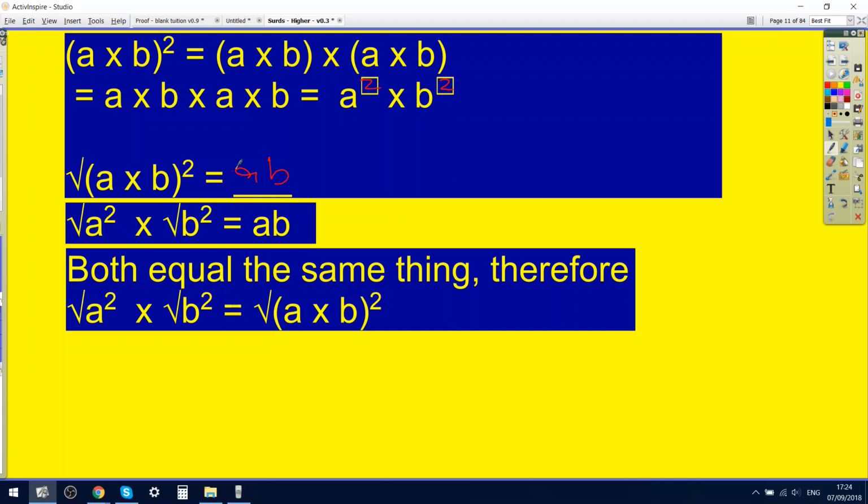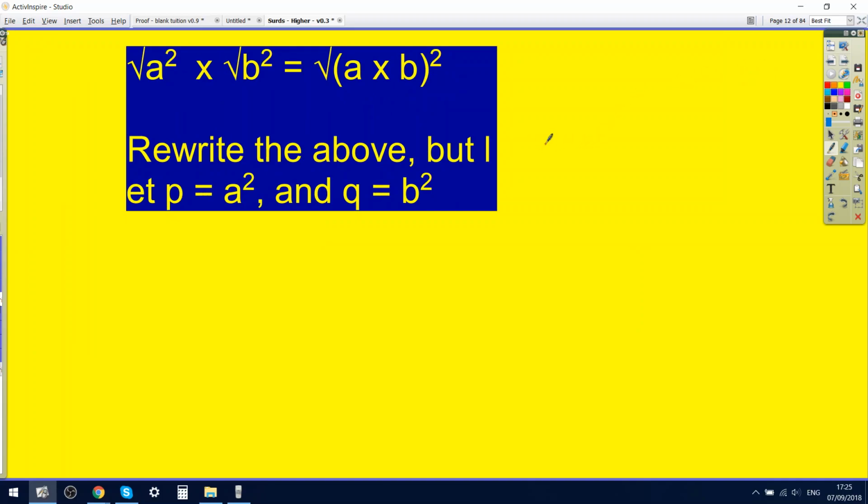So on the previous page, you told me that root A squared times root B squared is AB. Root A times B squared is AB. And so that means these two must be the same as each other. So if you have root A squared times root B squared, you can just multiply the two numbers and put a square root around it.